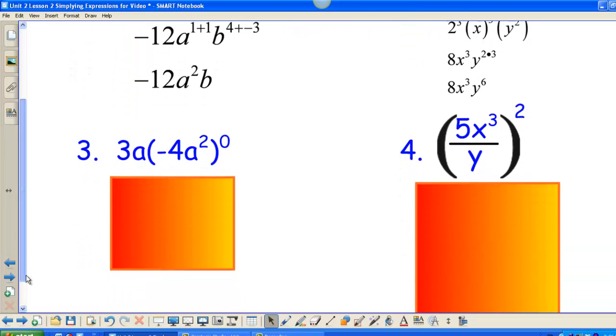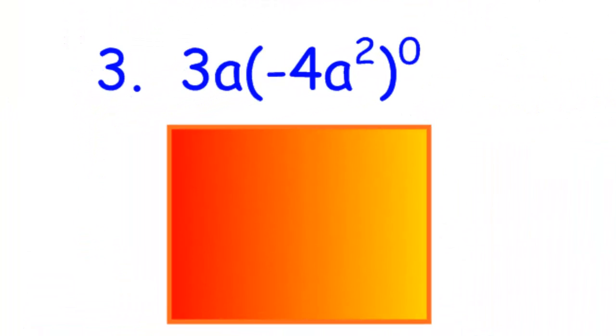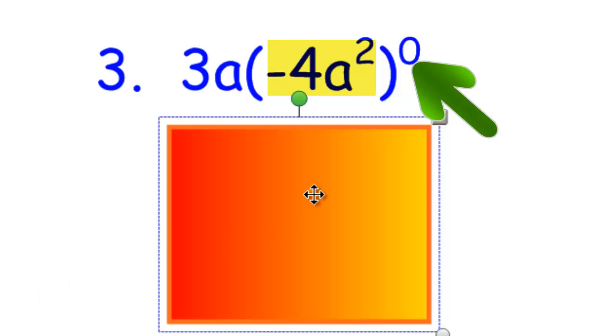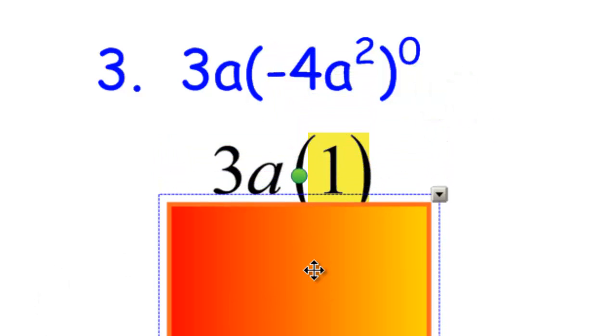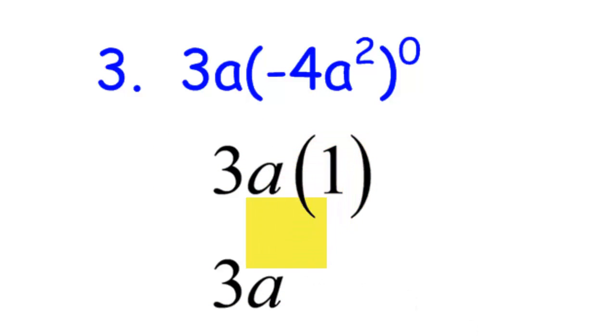Moving on to problem 3. This one is actually fairly easy. If I look at 3a times the quantity negative 4a squared, all raised to the 0 power, I look at any exponents on the outside first. What is important, however, is the 0 power only applies to the inside. Anything to the 0 power is 1. So essentially, this is 3a times 1, which is 3a.